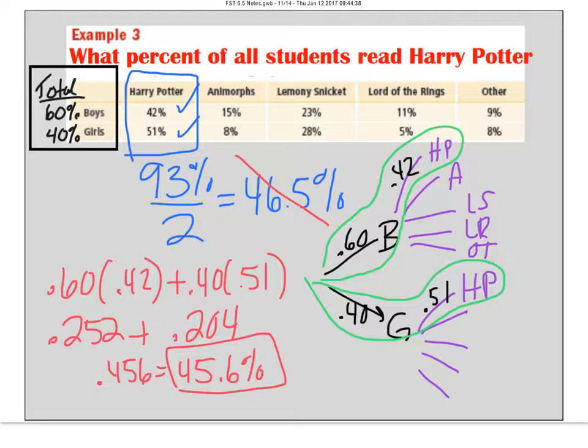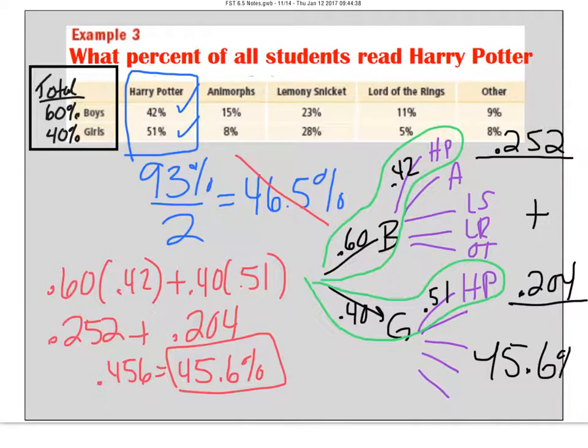Remember, in probability theory, or means to add. So what I do is come up with the answer here and the answer here and add them up. What this string means, because it's just a string, is you are a boy and you read Harry Potter. Boy and Harry Potter, and is going to be to multiply. So 0.6 times 0.42 is going to get you the 0.252. For the girls, it's 40% times the 51%, which is going to get us the 0.204. And just like before, when you add these together, we're going to get 45.6%.